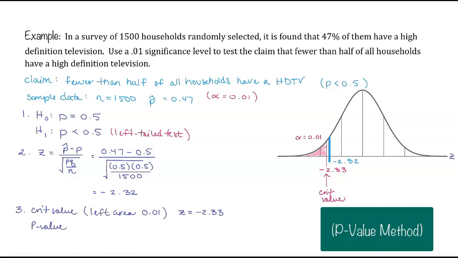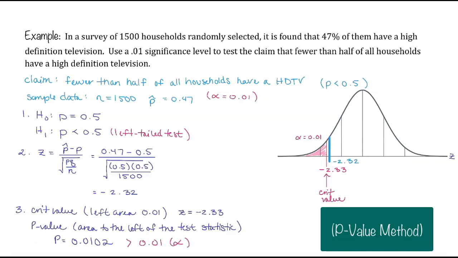The p-value is the area to the left of the test statistic. With a test statistic of negative 2.32, we can again use our z-table or our calculators to find the area to the left of this test statistic. Either way, you should find a p-value of 0.0102. Compare this p-value to alpha. It is just barely larger than alpha.